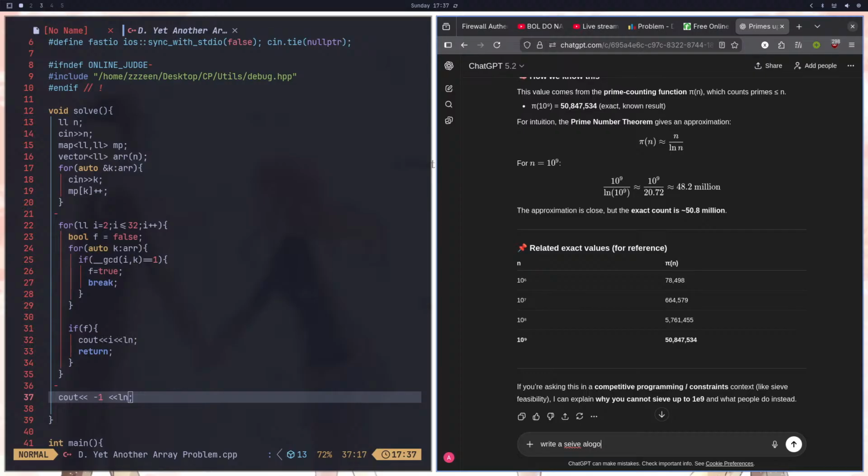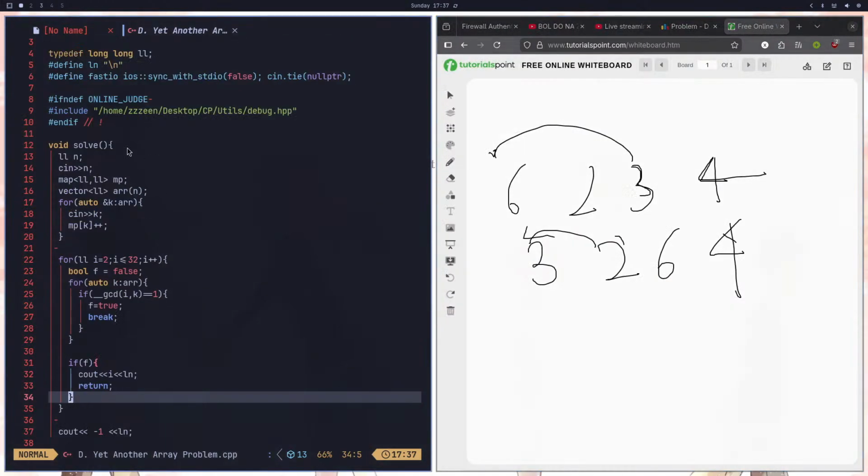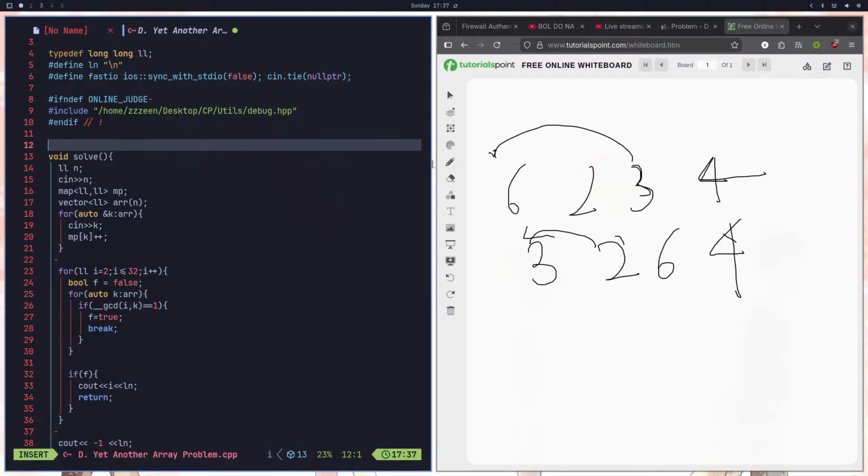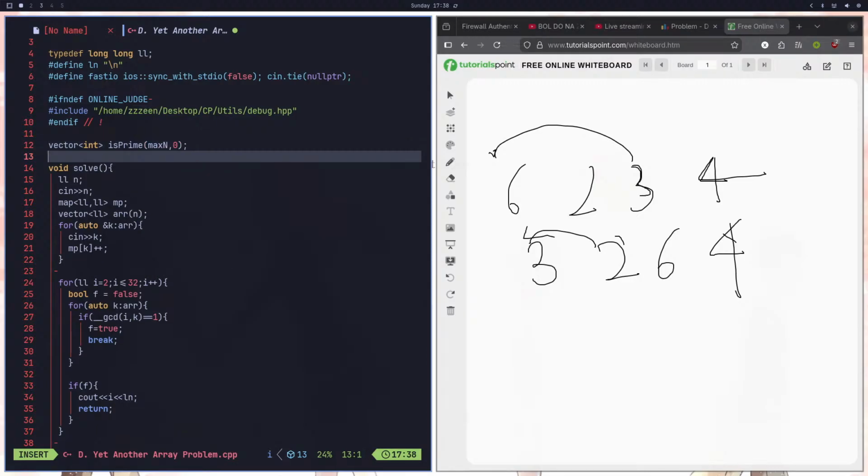I'll go to find all the primes up to. अबे यार मैं ही लिख देता हूँ भाई. Vector is prime max n comma vector int.